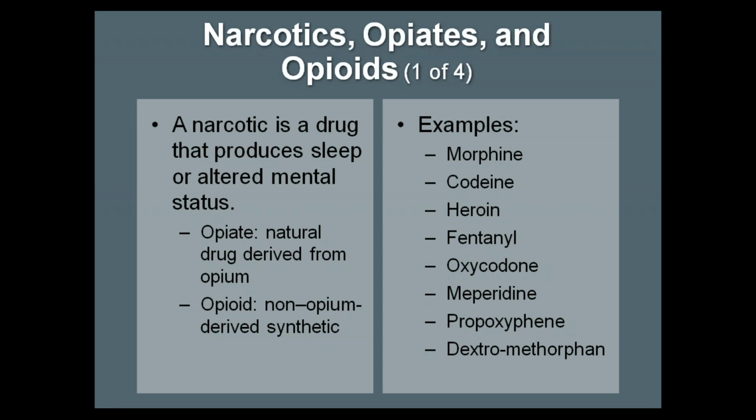There's tons out there. And they all have different types of names, and some of them will have a street name. Some of them will have a legitimate generic name. There are brand names. There's all sorts of different things. These can be prescribed. They can be available on the street as an illegal drug. These are prevalent throughout society in a number of different forms.